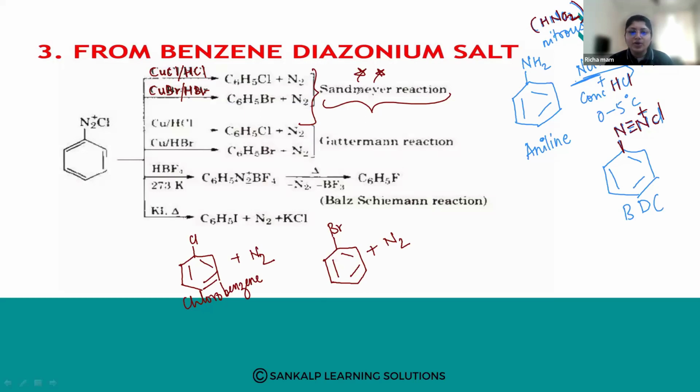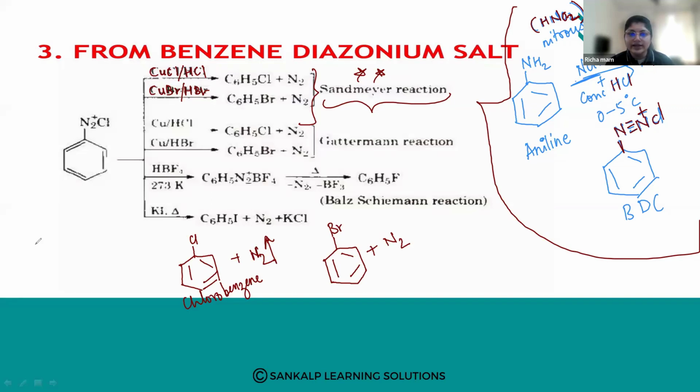So this is a very important reaction. They will not ask you how the nitrous acid is formed or how BDC is formed, but for your information, I have told you how benzene diazonium chloride is formed. By taking benzene diazonium chloride, we can do various reactions. If you treat it with cuprous chloride in the presence of HCl, you will get chlorobenzene plus N2 gas liberated. And if you take cuprous bromide and HBr, you will get bromobenzene plus N2. Is it clear?